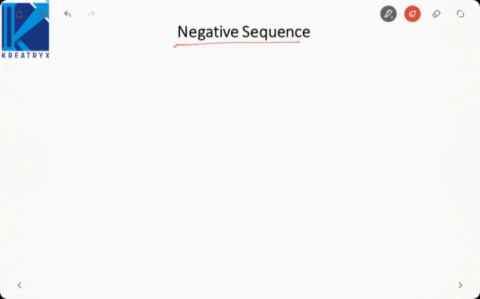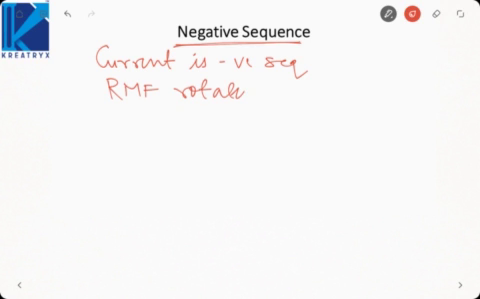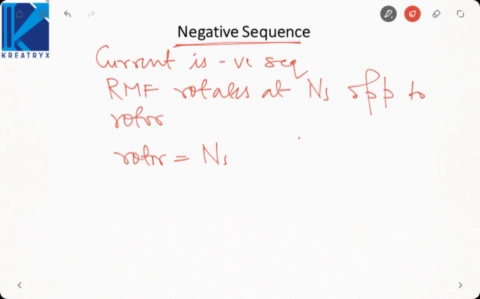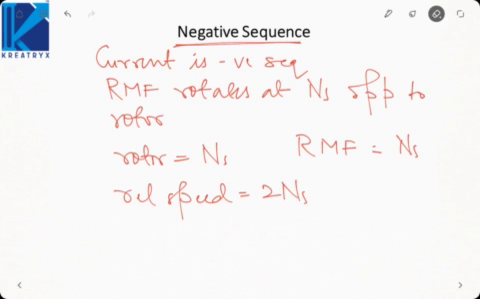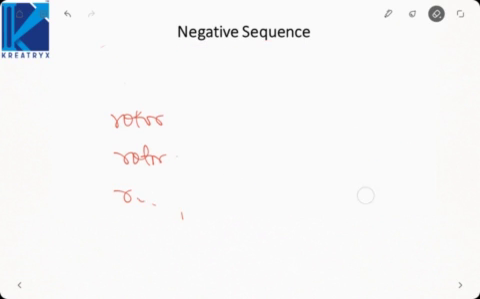In case of negative sequence, what will happen? If current is negative sequence, then the rotating magnetic field rotates at ns opposite to the rotor. Now the rotor has a speed ns. The rotating magnetic field also has ns, but they are in opposite directions. So the relative speed will be equal to 2ns.